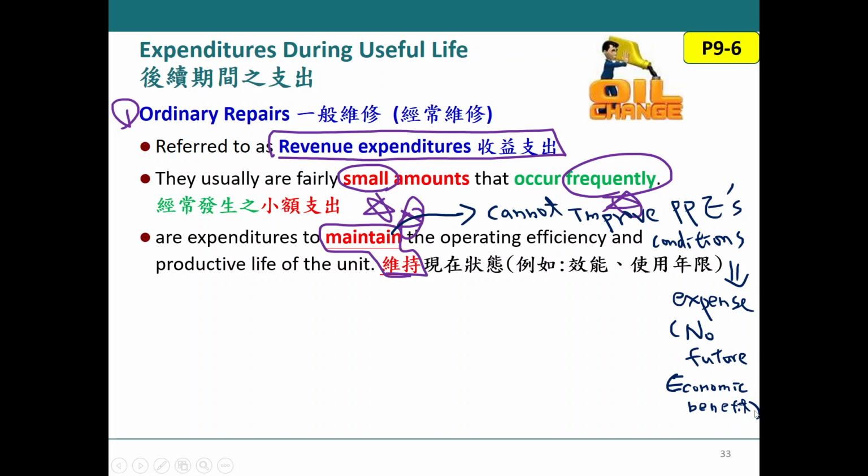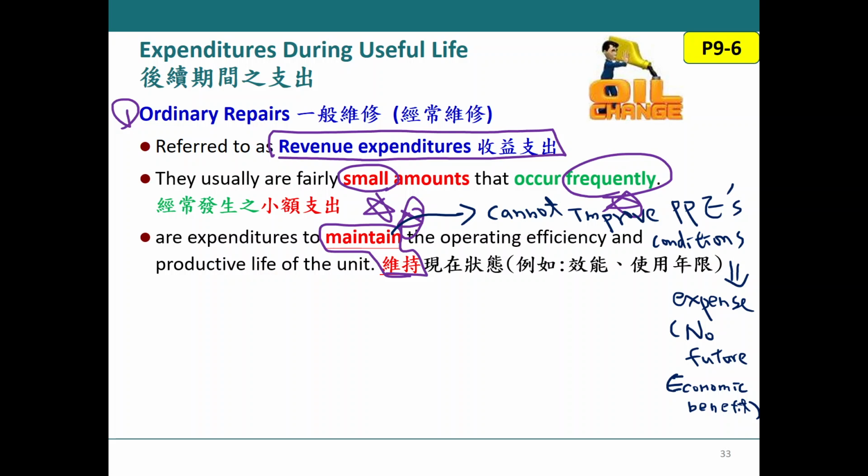Okay? So let me ask you to guess. You have breakfast, you have lunch, you have dinner. The money you spend on your lunch is your expense or your asset? Expense. Why? Because the money you spend on lunch only maintains your life, cannot improve your life. Okay? So that's why we record your lunch fee as your expense, okay? Because it only maintains your situation, cannot improve your situation, okay?